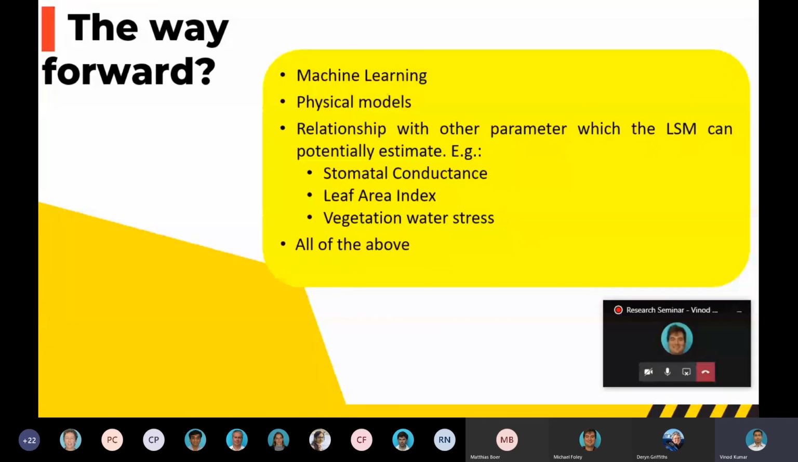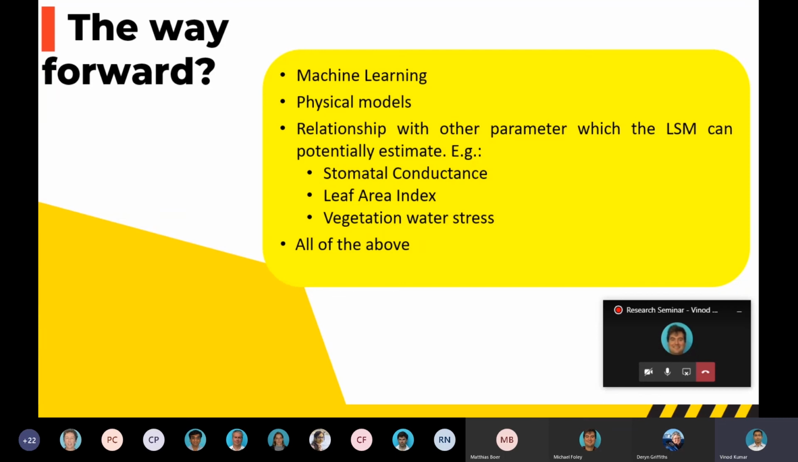So I think it's still a relatively new field in the sense that the interest has been increasing recently, but there is still a lot of work to do in this space.